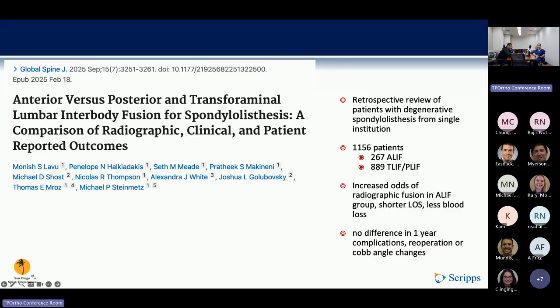They found that there were increased odds of radiographic fusion in ALIF, shorter length of stay, and less blood loss. Interestingly enough, there was no difference in 1-year complications, reoperation, or Cobb angle changes, which I thought was interesting because the teaching usually is that ALIF gets a little bit better sagittal lumbar correction, but maybe not in this study.